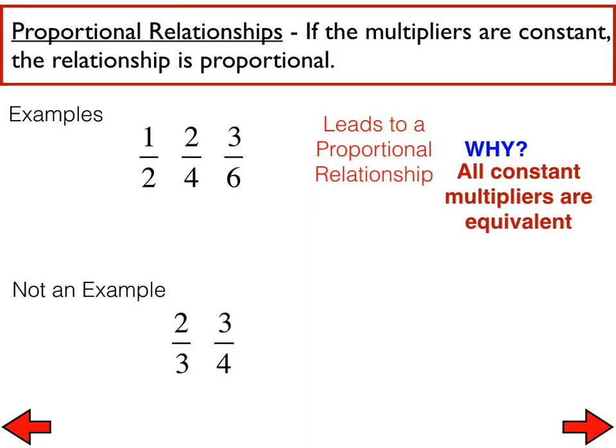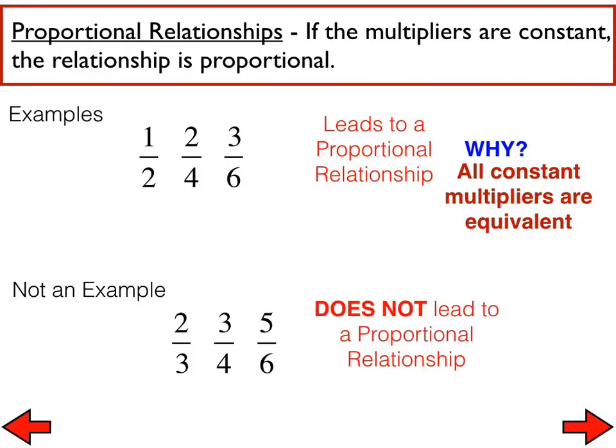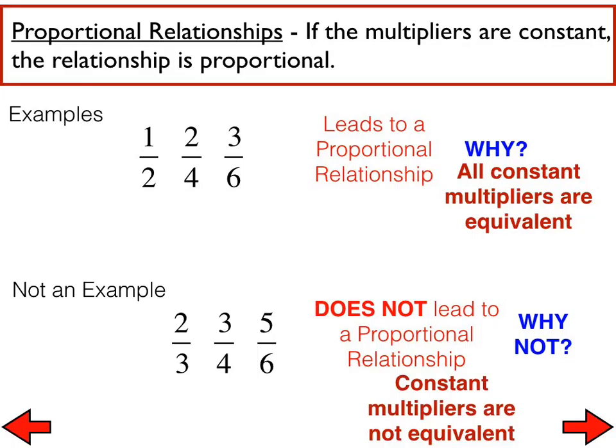If they're all different, like 2/3, 3/4, 5/6, this does not lead to a proportional relationship because the multipliers are all different.